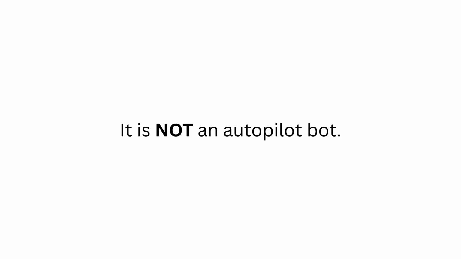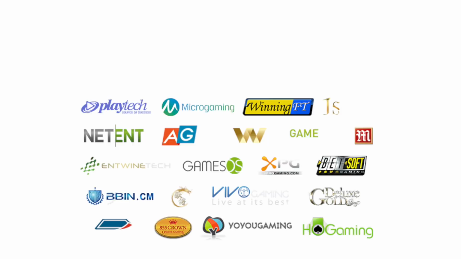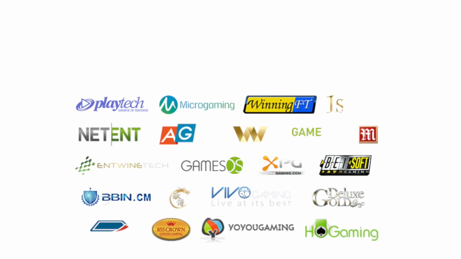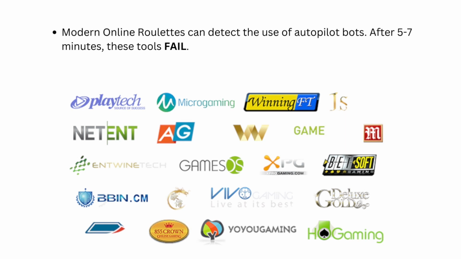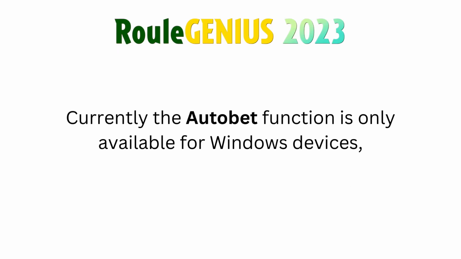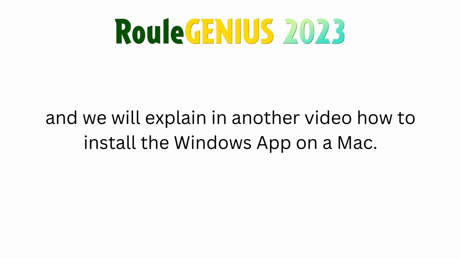It is not an autopilot bot. The modern online roulettes can easily detect autopilot bots since there is a repetition of actions, and after 5 to 7 minutes of use, all these tools fail. Currently, the Autobet function is only available for Windows devices, and we will explain in another video how to install the Windows app on a Mac.